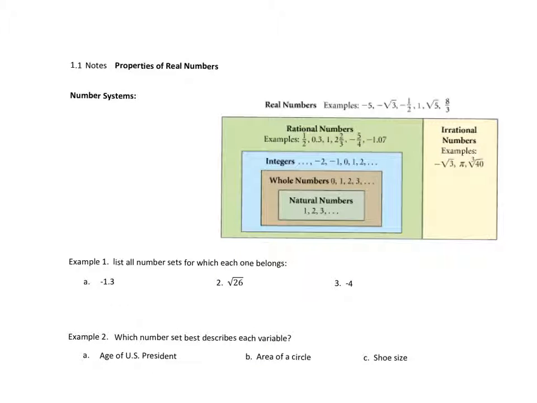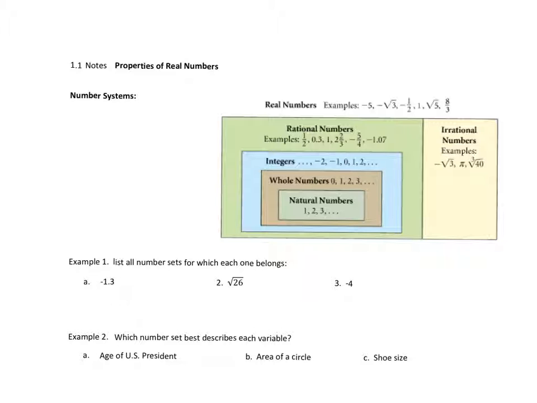The number system consists of the real numbers. So we have real and imaginary numbers. We do imaginary numbers later in the year, but real numbers are everything that we know, every kind of number that we know so far. So they can be fractions, decimals that stop, decimals that repeat.